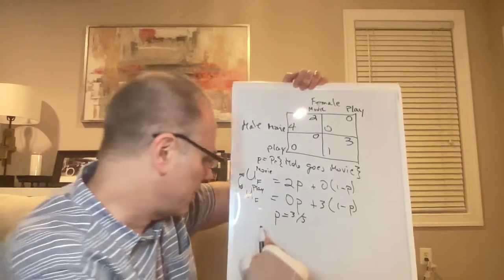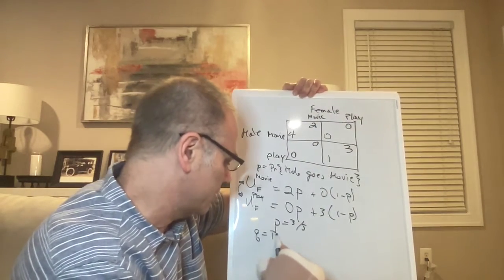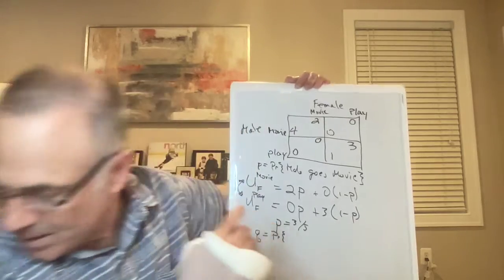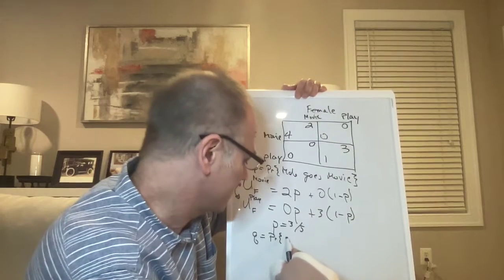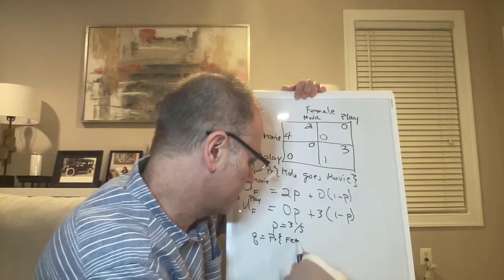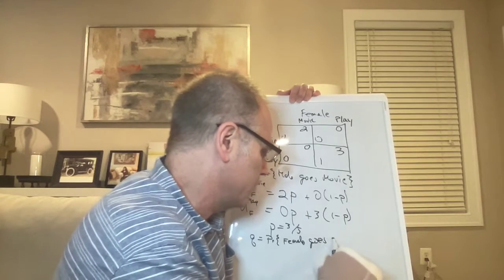Okay, now let's set Q equals probability female goes movie.